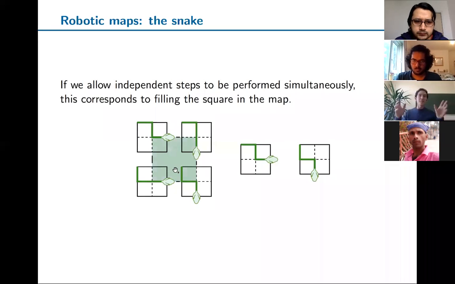So you should think of this as, I want to go to my office, I get to a park, and I want to go from one corner to the other. So I can either go around the park this way, I can go around the park this way, or I just cross the park diagonally. Okay, so in the map, performing these 2 steps simultaneously corresponds to filling the square in the map.